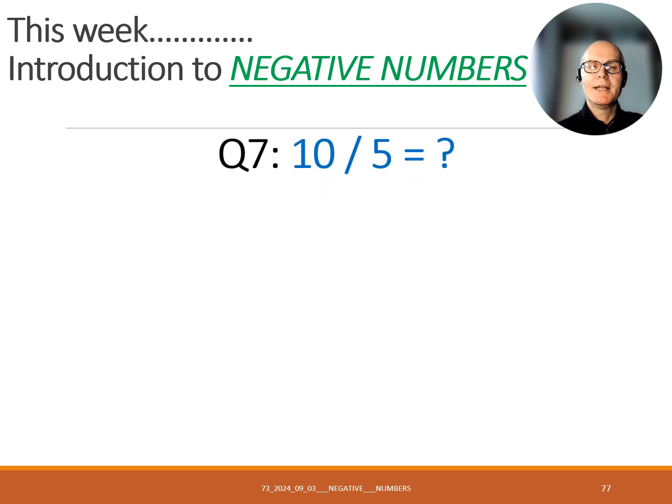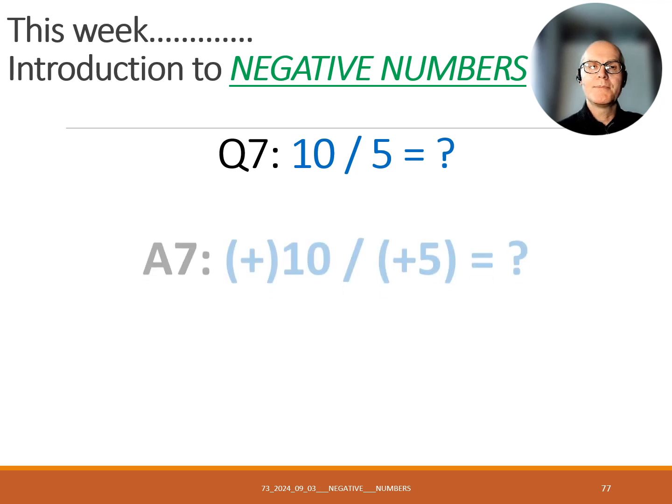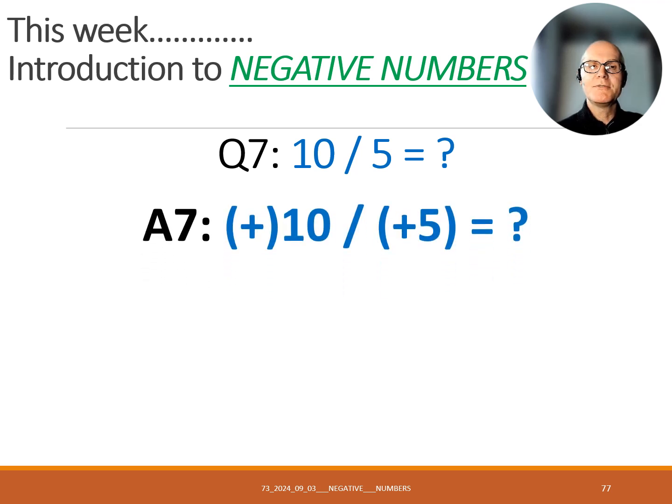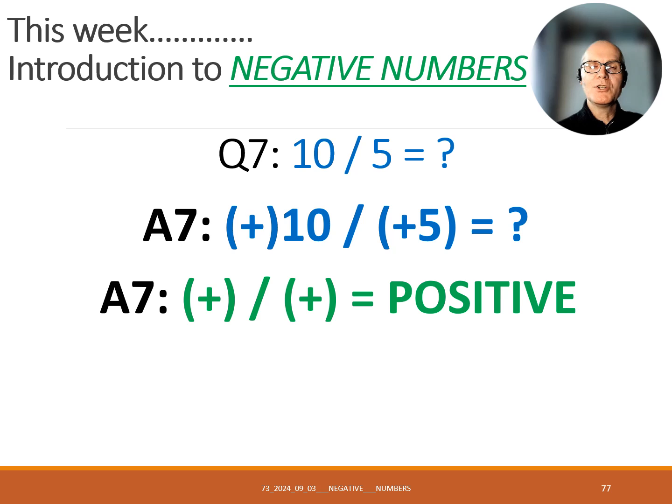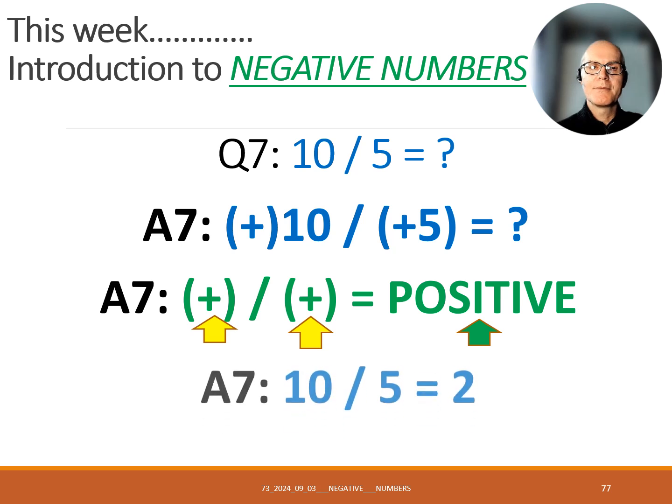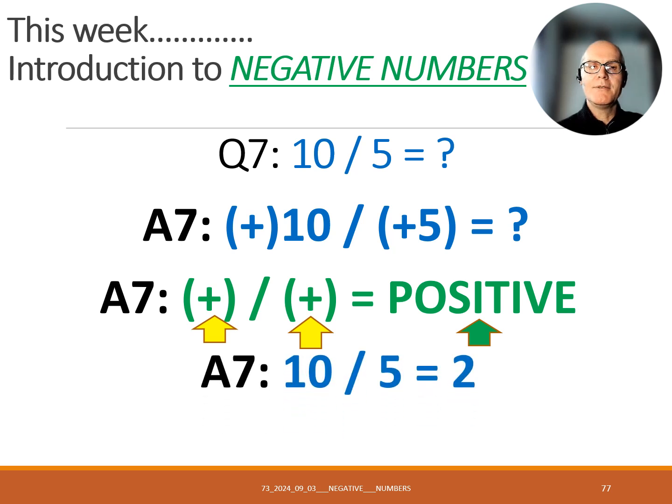Question 7. 10 divided by 5 equals what? So we have positive 10 divided by positive 5 equals what? So we have a positive divided by a positive, that will give a positive answer. Positive divided by a positive equals a positive answer. 10 divided by 5 equals 2.